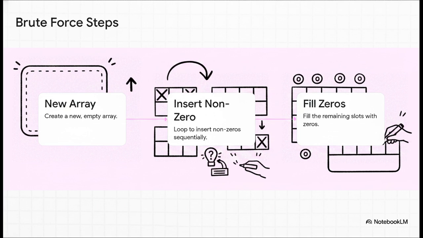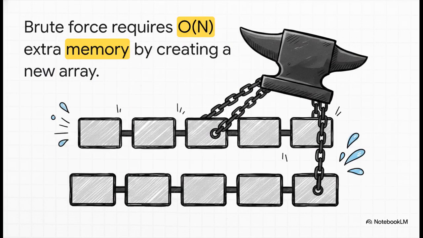It technically works perfectly, and hey, it keeps the relative order intact. But wait, here is the massive problem. That brute force space complexity, it requires O of n extra memory. By creating that entirely separate array, we're literally eating up a proportional amount of memory. If our input array has 10,000 elements, we suddenly need extra space for 10,000 more. In the world of optimal algorithms, this is heavily frowned upon. It's just too expensive. We've got to do better.